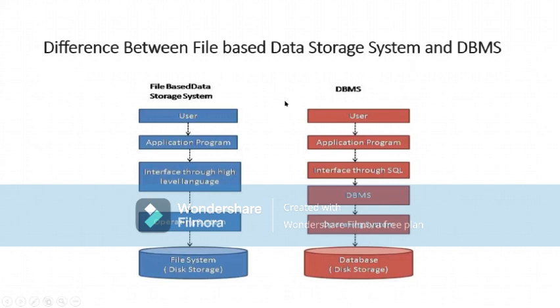This is basically a difference you can see here. File system, you can see from the bottom: the file system, operating system, then the interface through a high level language. High level languages, as all of you know, are C and C++. Assembly language is some middle level, and then binary language is the lower level language. So we are using some language, maybe C or C++, and we are writing programs, and then we are showing it to the user.